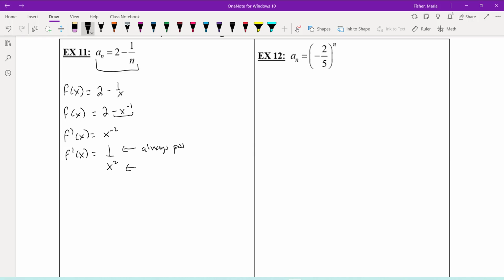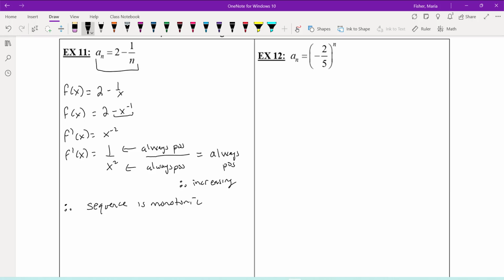And then x squared is, again, always positive, because if you take something and you square it, you're always positive. Well, a number that's always positive divided by a number that's always positive equals something that is always positive. So if your derivative is always positive, that means that the sequence is always increasing. And if you're always increasing, therefore your sequence is monotonic.